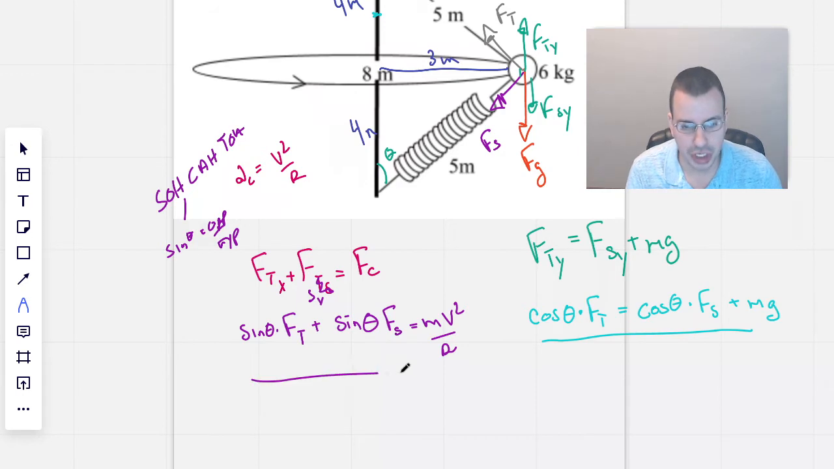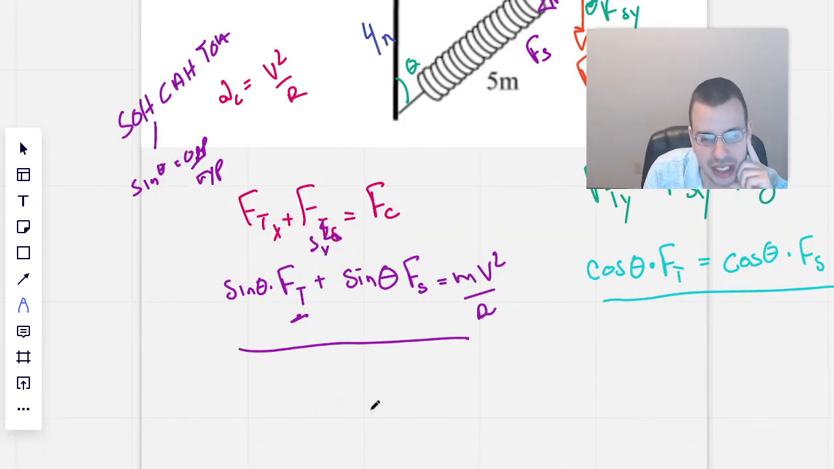So we have two equations and two unknowns right now. So we can solve for one, plug into the other one, and then get what we want. We're interested in the spring here. So what we're going to do is solve for force tension, plug it into this one, and then solve. I think that'll work. Let's go for it.